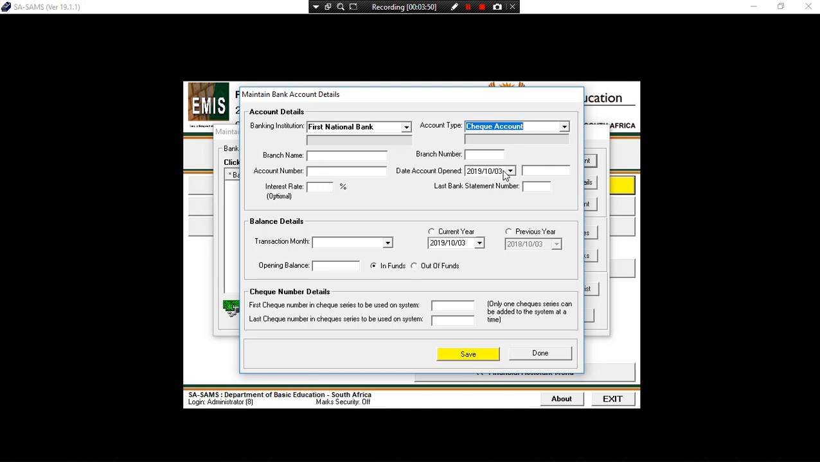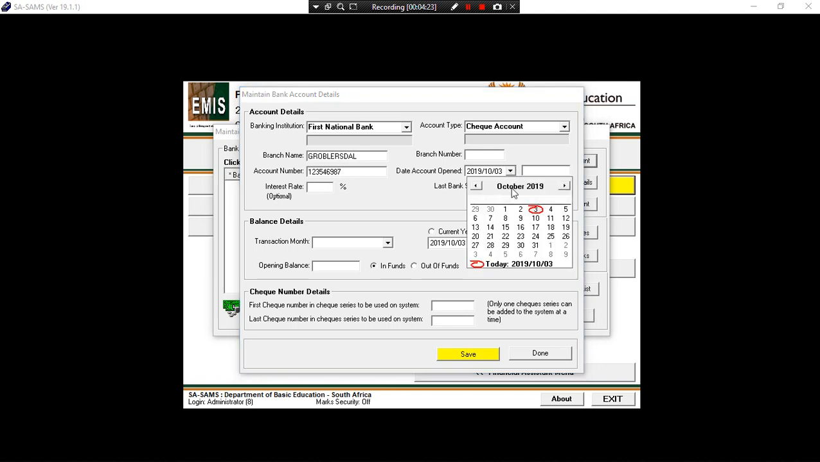Often schools under public service use a check account so that we can have a paper trail for all the transactions that will be occurring at the school. Now the branch in my case would be Groblersdal. Then the account number, this will be my account number, yours will be unique. Interest rate, you can leave it or add it provided you have it.